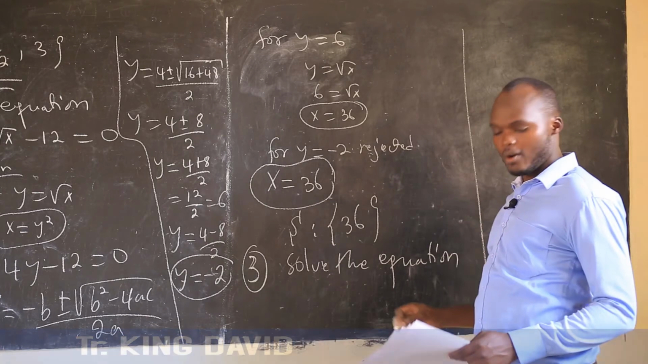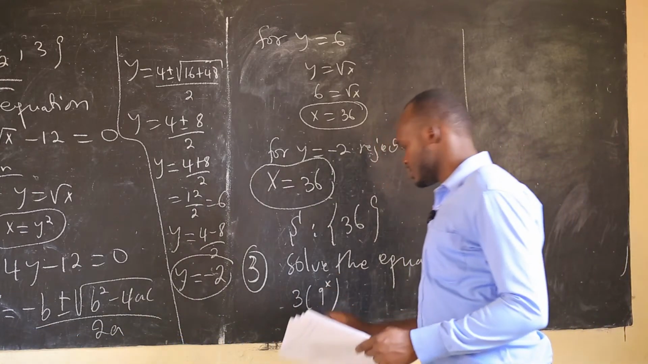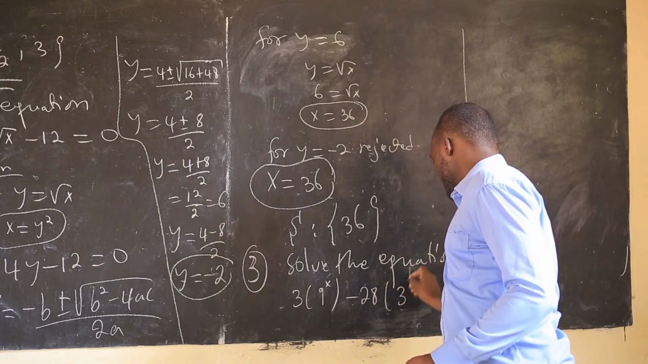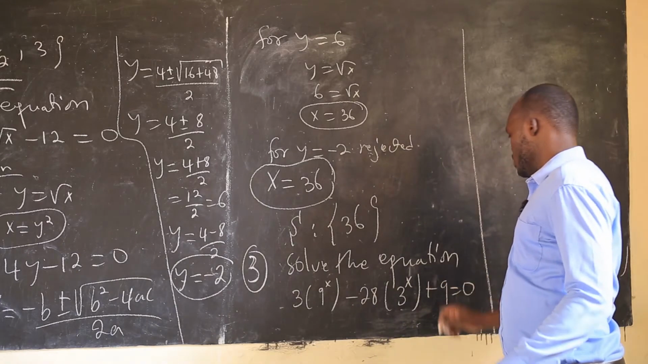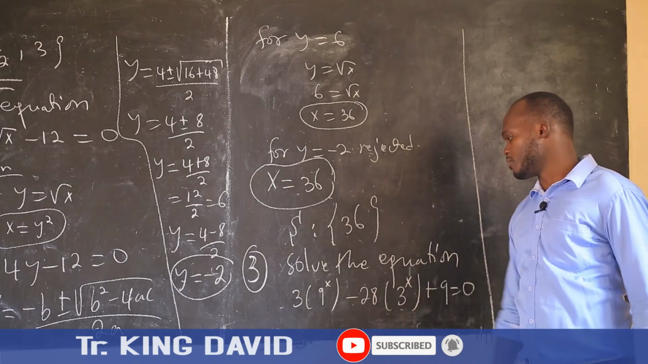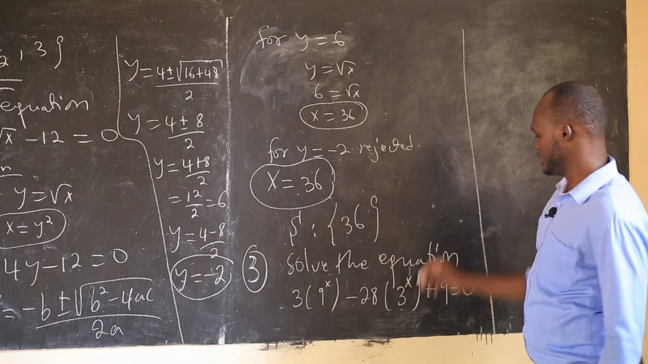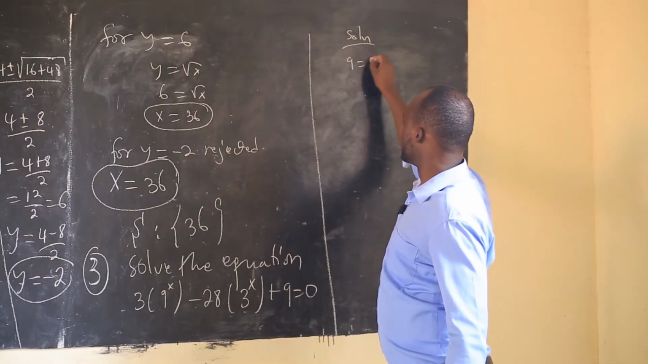Solve the equation. Our equation is 3 into bracket 9 power x minus 28 into bracket 3 power x plus 9 equal to 0. What we do, this is an equation in exponential form. We try to change it into the same base. You know that 9 is 3 power 2.